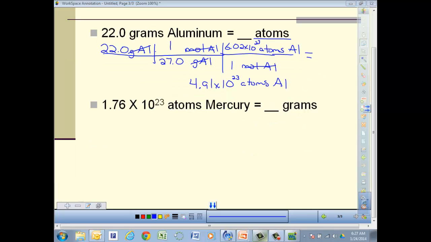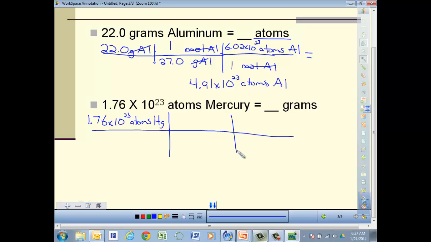Finally, let's look at that last one there. It says 1.76 times 10 to the 23rd atoms of mercury. Going ahead and drawing my railroad track in. Again, we don't want the atoms, so I'm going to go ahead and put atoms of mercury down here. Again, atoms go to moles. Moles of mercury will come up on top. Again, the mole gets the 1. Atoms, 6.02 times 10 to the 23rd atoms. Atoms of mercury will end up canceling out.